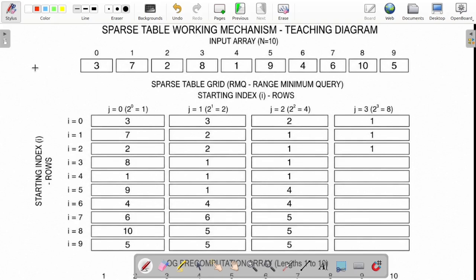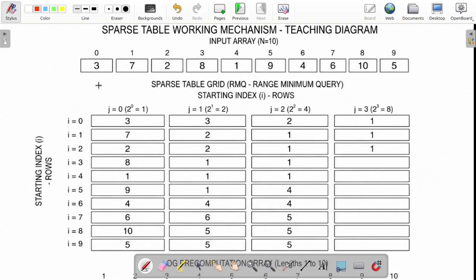Okay, so let's say we have this array, and on this array we need to build a sparse table. On the left side we have indices from 0 to 9, and on the right side at top we have the powers of 2, that is j. We only need up to the third power of 2, because the third power of 2 is 8 and the fourth power of 2 is 16, but the length of our array is not that large. So that's why we have only considered till j equals 3.